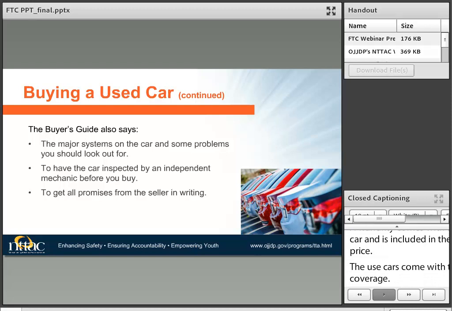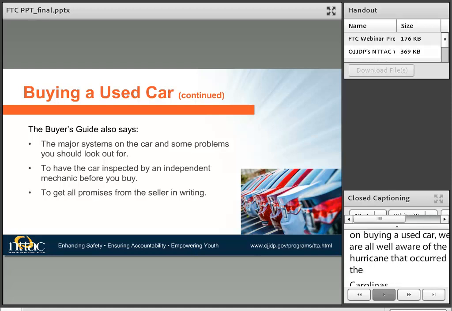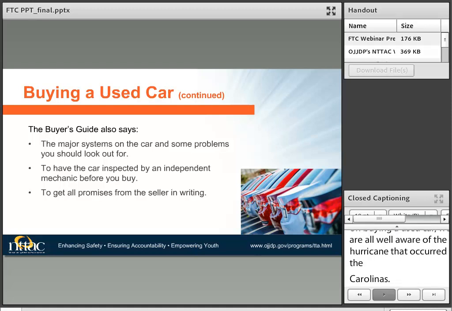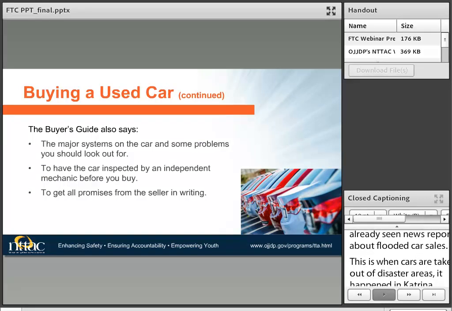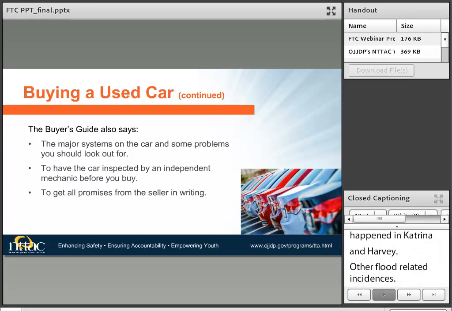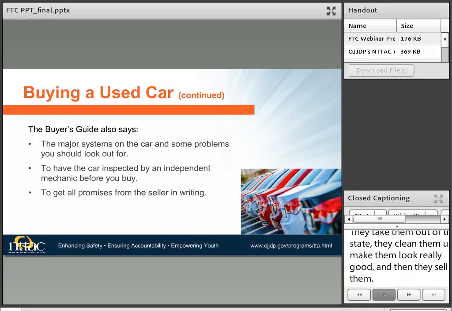Okay, and the last thing I want to say on buying a used car, we're all well aware of the hurricane that occurred in the Carolinas. And so some of you may have already seen news reports about flooded car sales. This is when cars are taken out of disaster areas. It happened in Katrina, it happened in Harvey, other flood-related incidents. And they take them out of the state, they clean them up, make them look really good, and then they sell them. So it's really up to the buyer to do these checks along those lines.